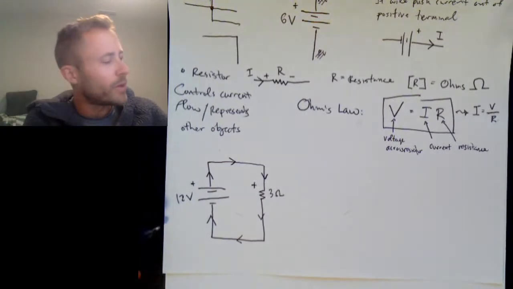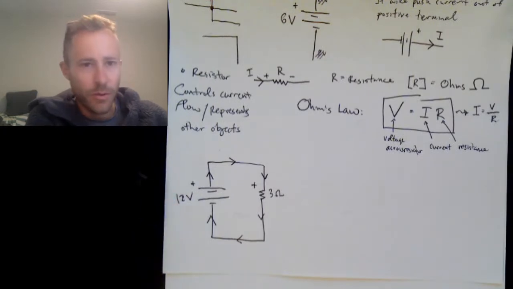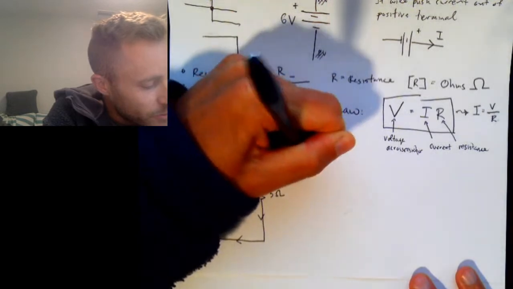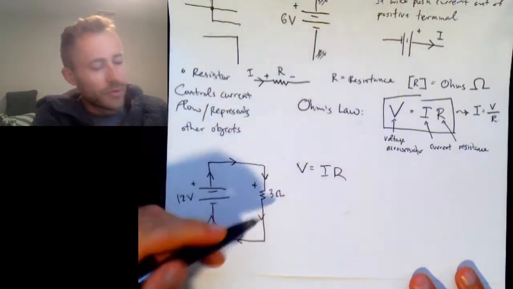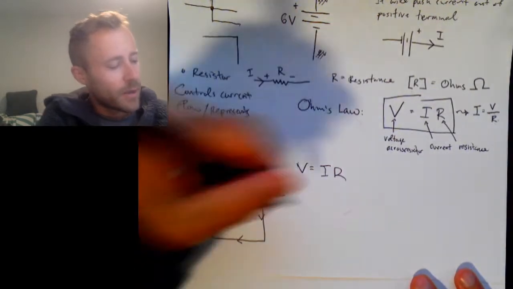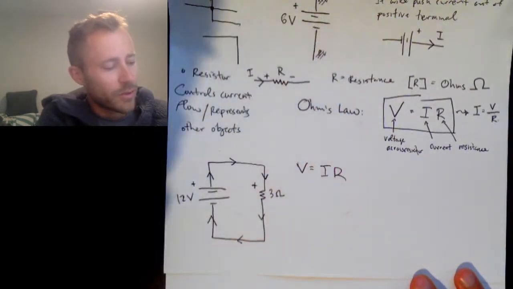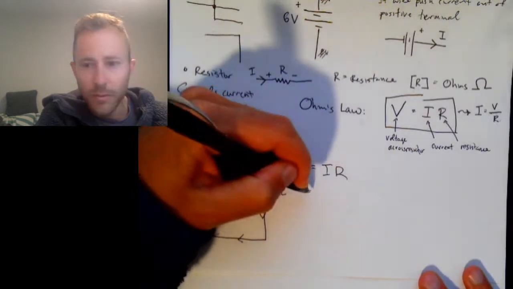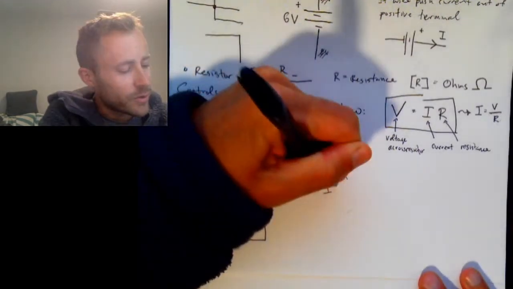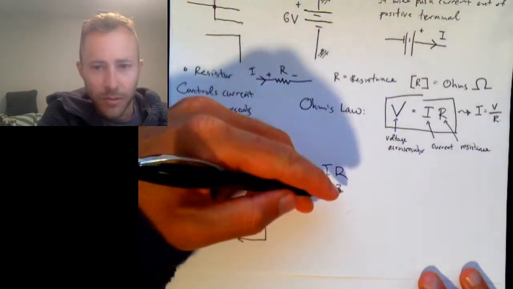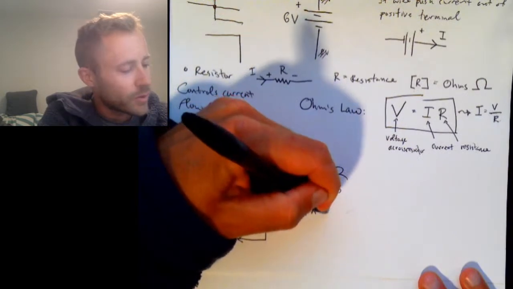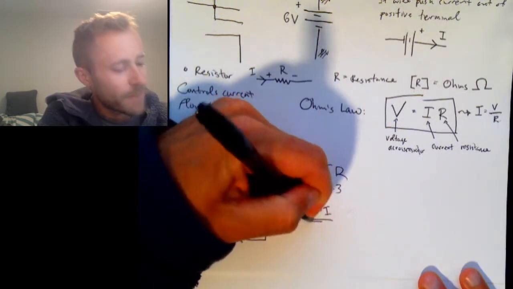So we could figure out how much current is going to flow using Ohm's law. V equals IR. Because this battery is connected to a 12-volt battery, the voltage it is going to get is 12 volts. And then the resistance is 3 ohms. Dividing both sides by 3, I get 4 amps is the current that flows.